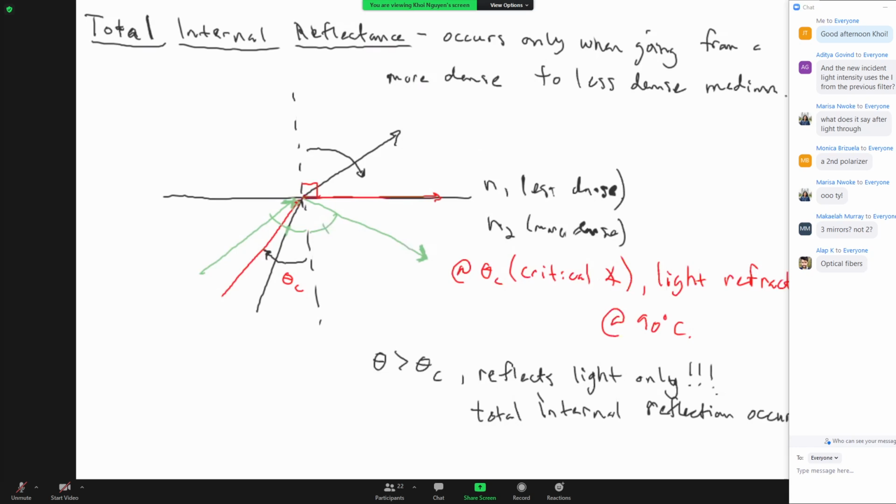So let's take a look at a cross section of a fiber optic cable. Yes, it's between the normal, so theta refracted would be here, and then theta C would be the incident angle, right? Or this theta could be the incident angle. So if we look at our fiber optic cables, what does it end up looking like?